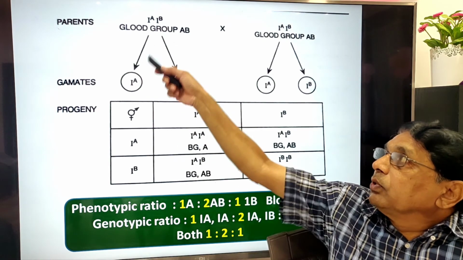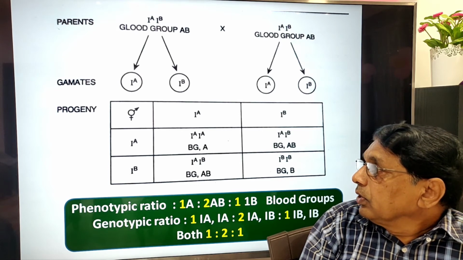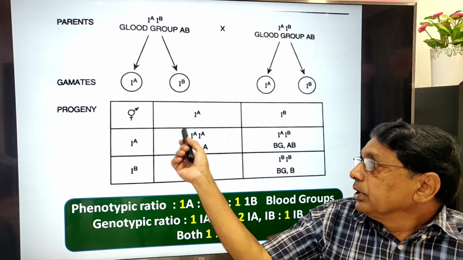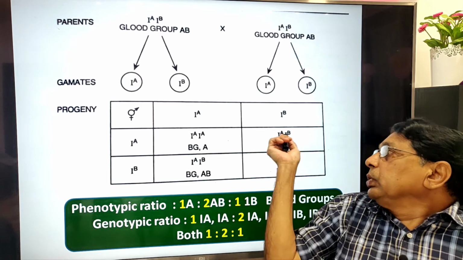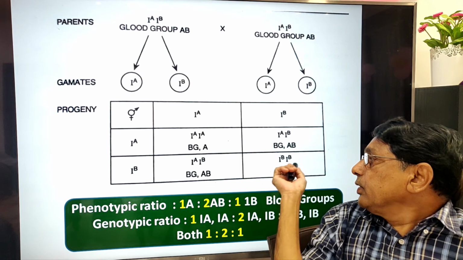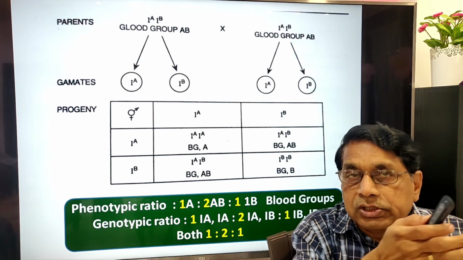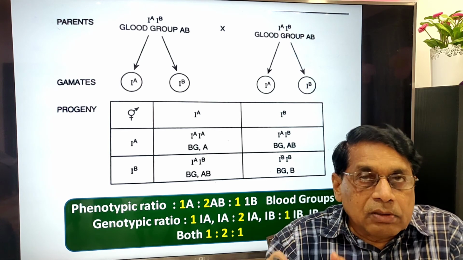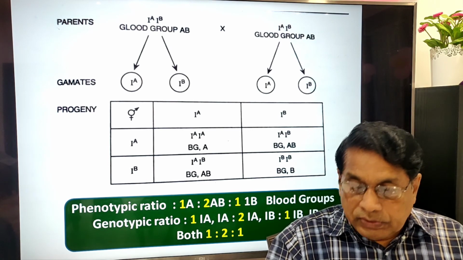So the phenotypic ratio and genotypic ratio are both 1:2:1. Now you can tell, if both are AB blood group, then what will be the possibility? One child will be with A blood group, two children will be with AB blood group, and the fourth child will be with B blood group. This is how, knowing the blood group of the father and mother, we can say what the blood group of the children will be.